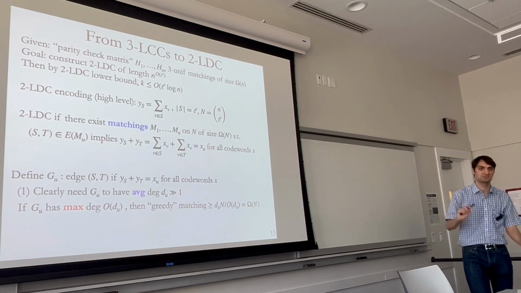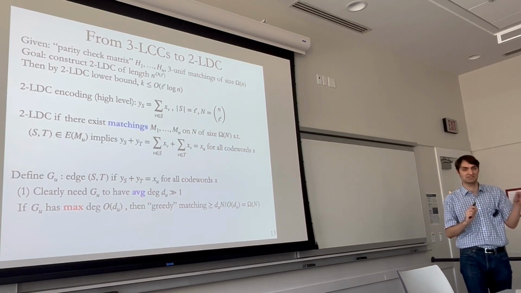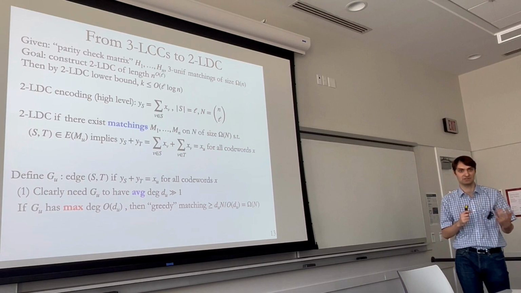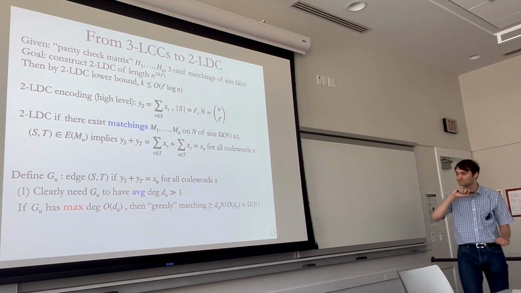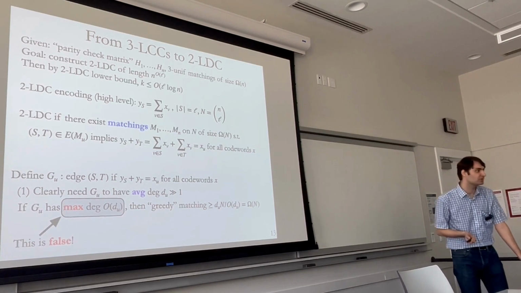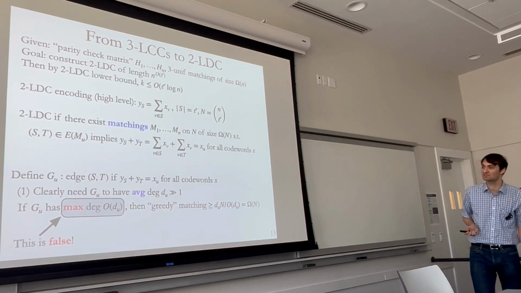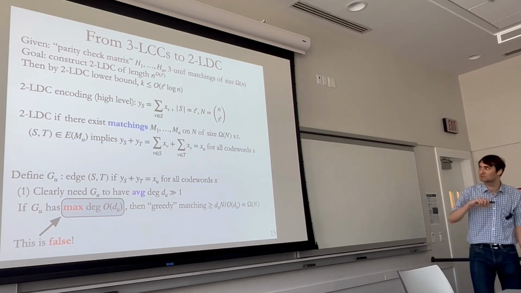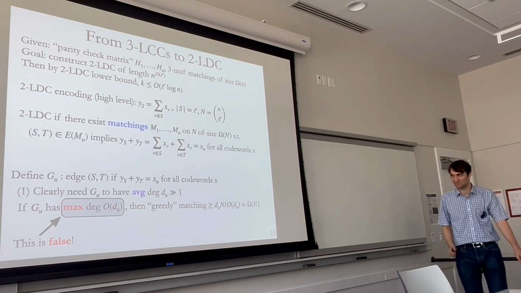This is basically: I just pick an edge while there's a vertex that's unmatched and has an edge to another vertex that's unmatched. I just add it to the matching and keep going. Okay. The thing is, this is going to be false. So this will turn out to be something that's false, that's inherent to this direct sum encoding. So we're going to need to do something different.